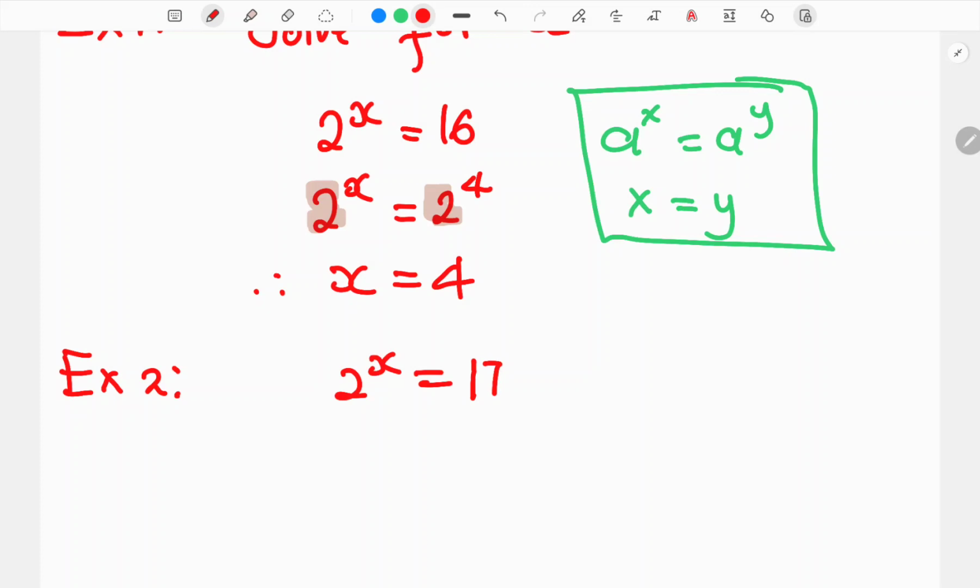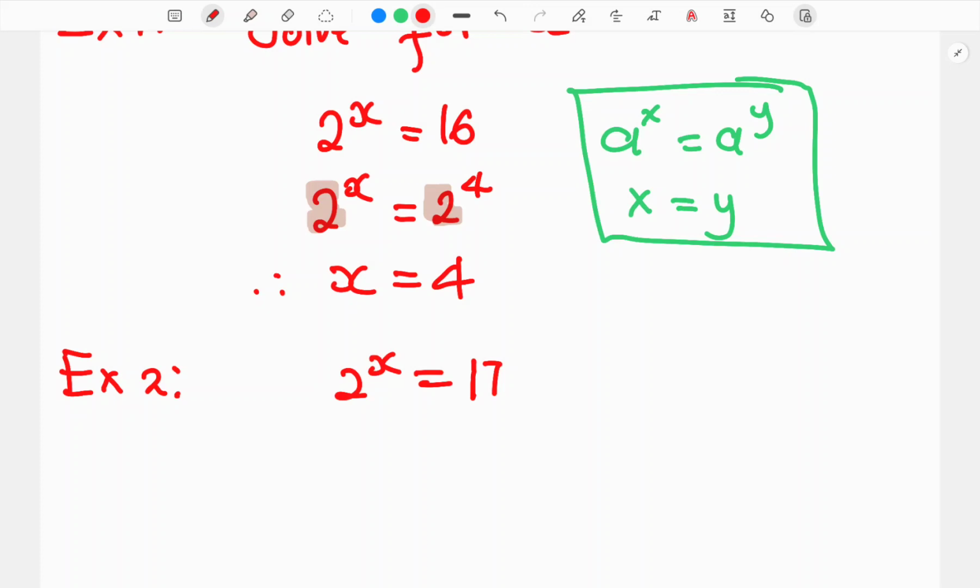How do we then solve for x here? Because there's no way we can make the base of 17 to be 2 with a certain power. Even if you type 17 on your calculator, equals sign, shift, and fact, you don't get anything, right? So what do we do then?